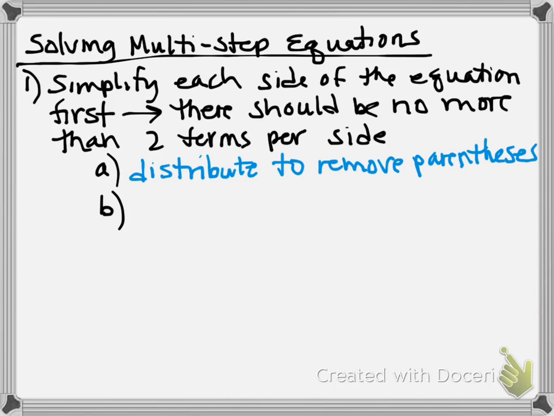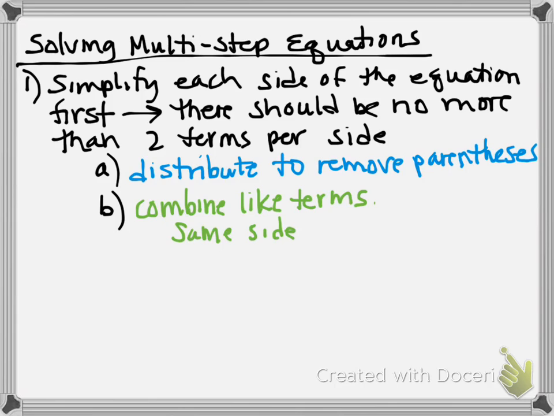Next, you're going to combine like terms. And like terms are going to be two numbers that are called constants. They have no variables attached. Or they could be two values that have the same variable, and you can combine them together. Whatever's on the same side, you're going to do the same math. So if the signs are the same, you're going to add. If the signs are different, you're going to subtract.